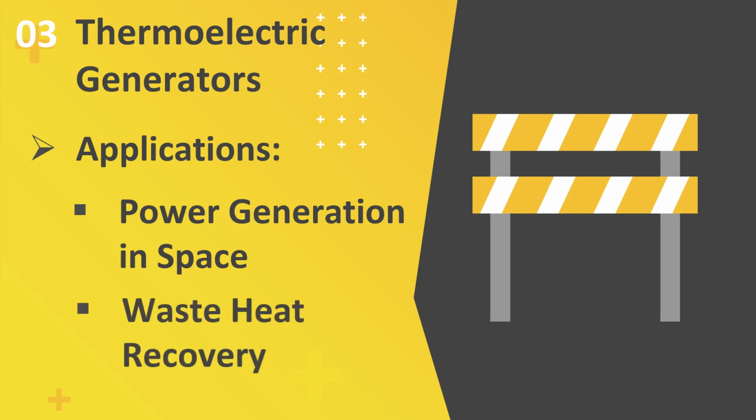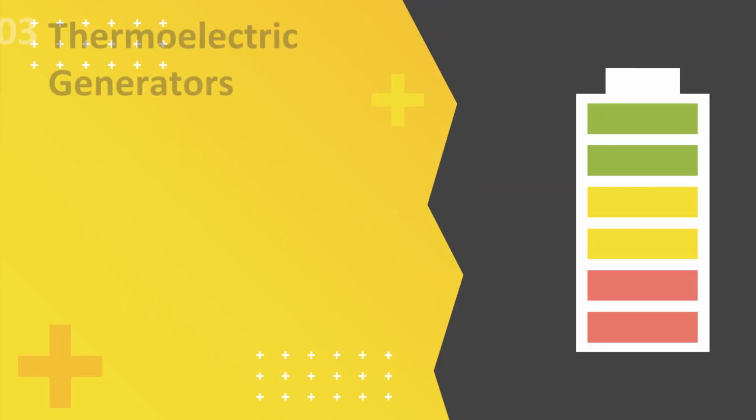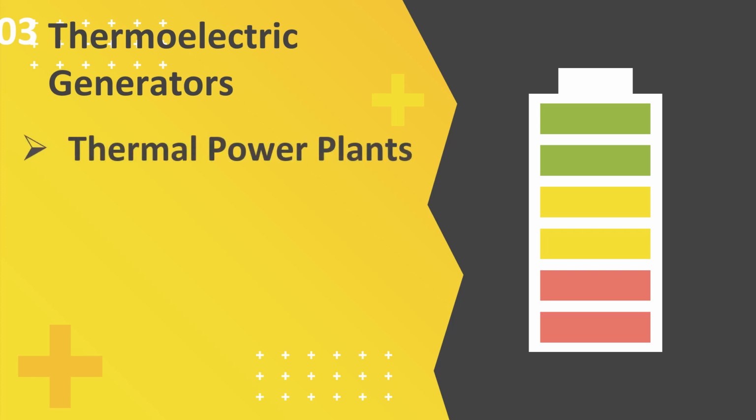Waste heat recovery. TEGs are used in industrial applications to recover waste heat and convert it into electricity. This helps improve overall energy efficiency and reduce greenhouse gas emissions. TEGs can be integrated into various systems, such as exhaust pipes, furnaces, and power plants, to capture and utilize waste heat.